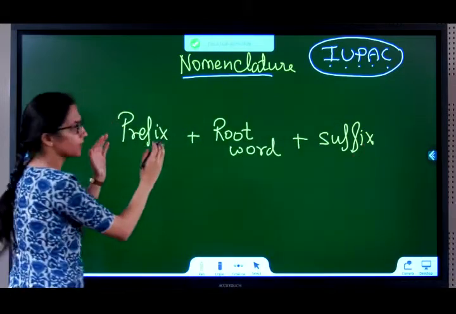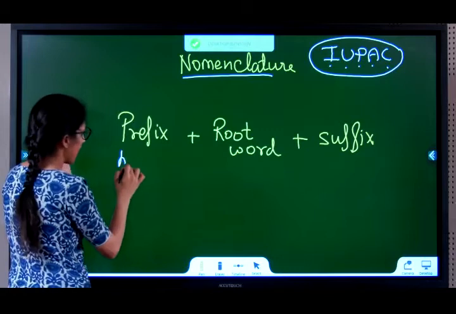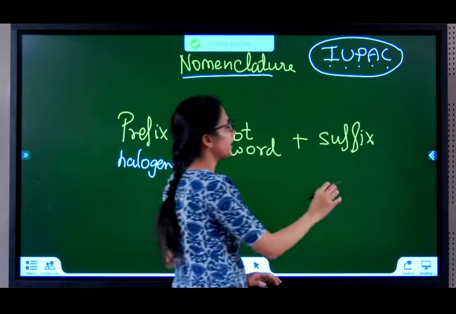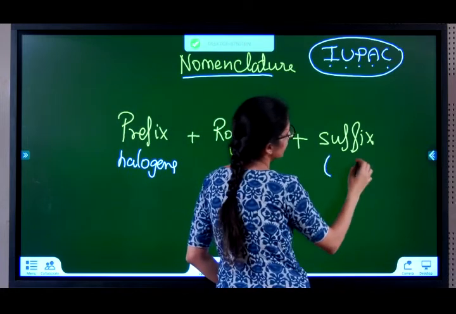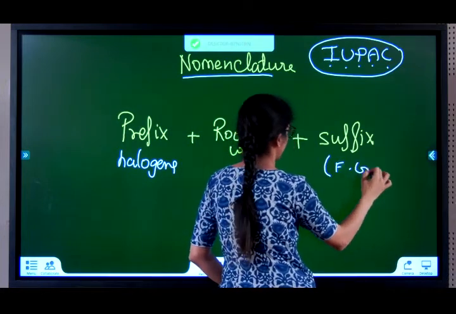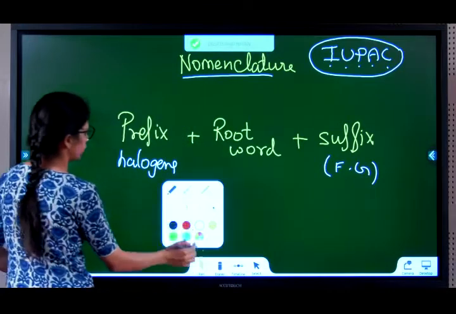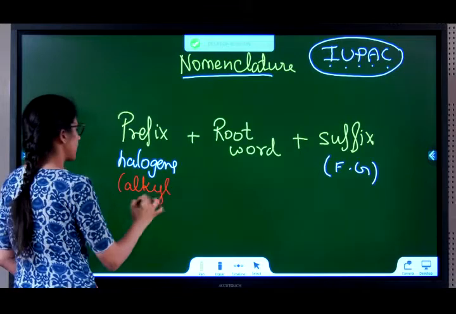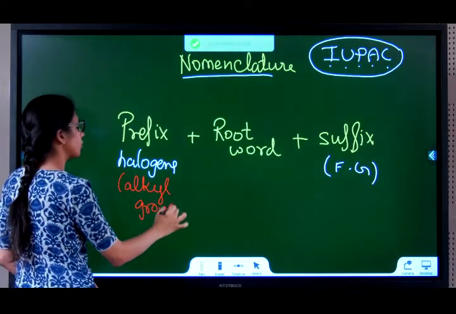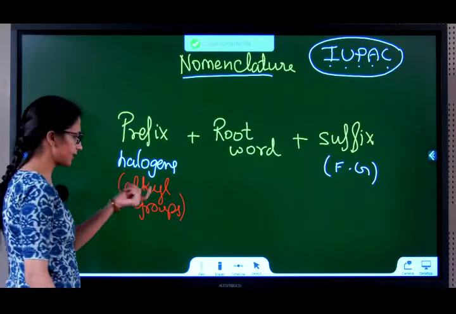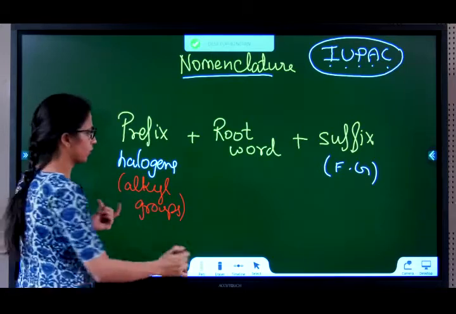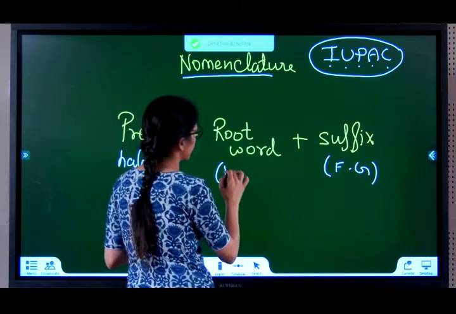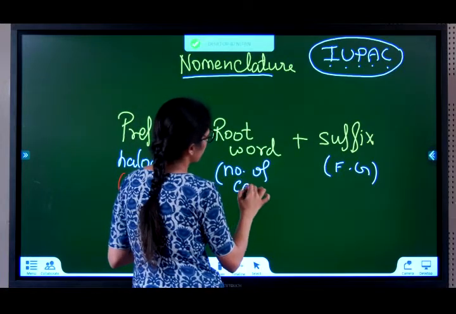What all comes under prefix? You just learnt in the previous section. Halogens alone. Suffix, all the remaining functional groups. In prefix, we have an additional thing that I'll be teaching you a little later: alkyl groups. Alkyl groups also come under prefix. What is this alkyl groups? You don't know yet. You will get to know. Root word is basically the number of carbons present.